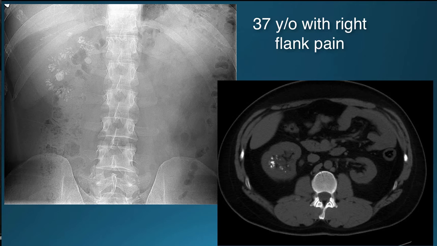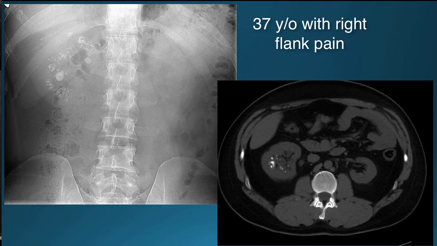KUB and a non-contrast CT are obtained, and the KUB demonstrates multiple calcifications projecting over the area of the right kidney. Some of the calcifications are rounded, but the vast majority of them appear to be somewhat linear in configuration. There's no obvious calcifications on the left. The CT again demonstrates multiple calcifications, some of which are punctate, and more of those are linear.